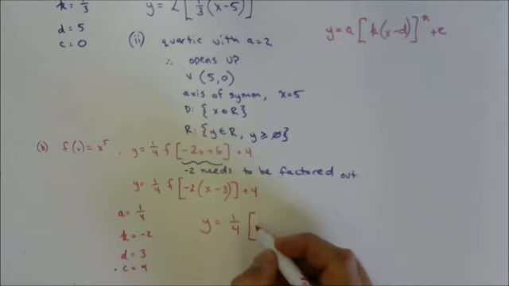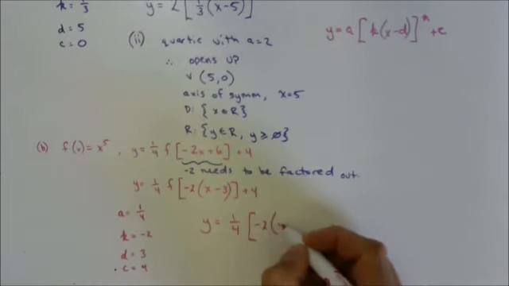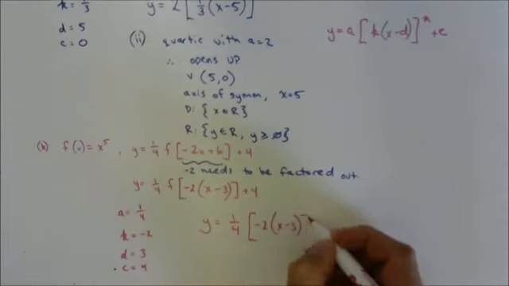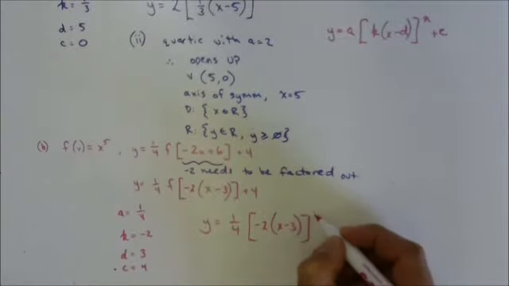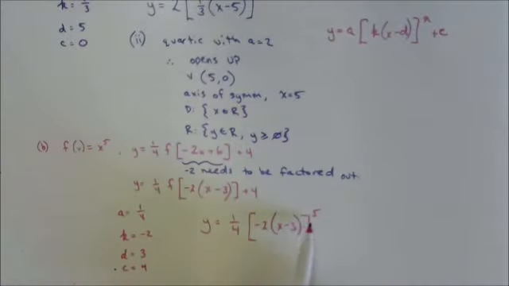Okay, so we have a k of negative 2, then in brackets x minus 3. Close those brackets. It's to the power of 5. Notice that's really the only place it comes in. You lose the f and you put in the exponent. Otherwise, they look pretty much the same.